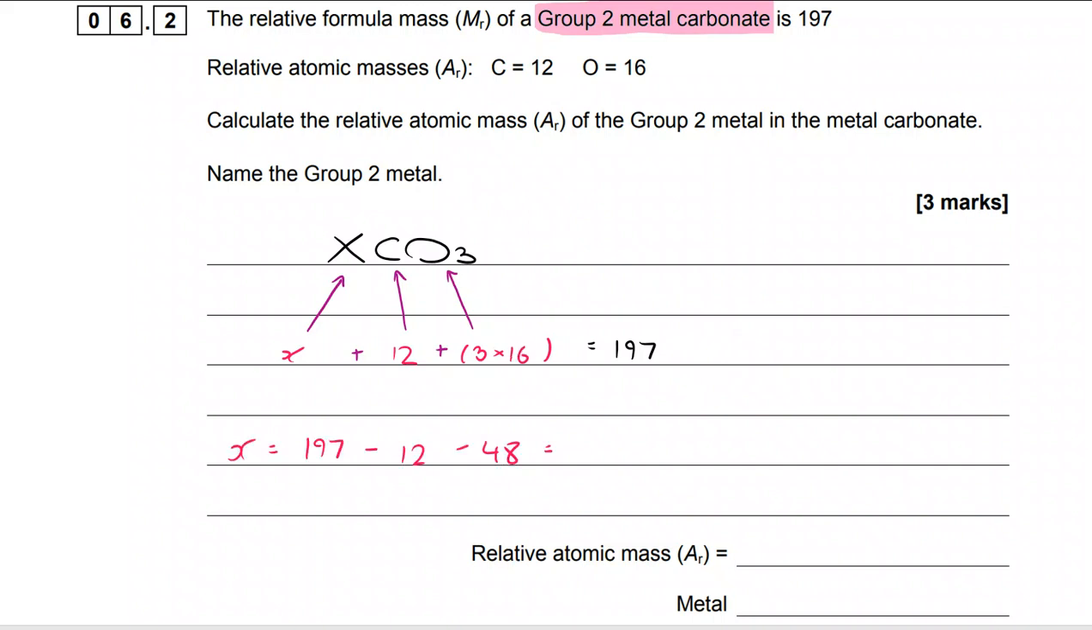Now, if I rearrange that to make X the subject, and I have my 197, but I take away the 12 and the 48, that will give me a value of 137. What I then need to do is look on the periodic table for the group 2 metal that has a relative atomic mass of 137, and that is barium.